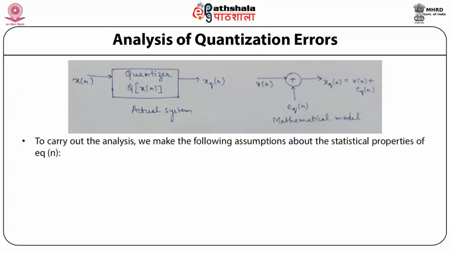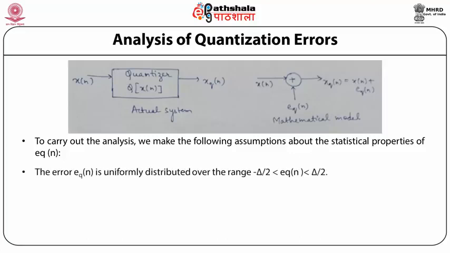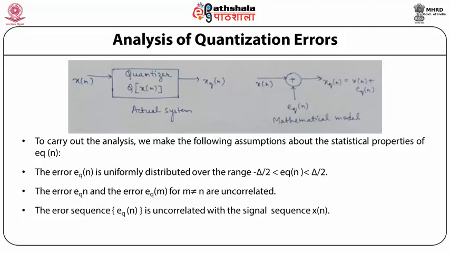To carry out the analysis, we make the following assumptions about the statistical properties of eq(n). Here the error eq(n) is uniformly distributed over the range minus delta by 2 to plus delta by 2. The error eq(n) and the error eq(m) for m not equal to n are uncorrelated, and the error sequence {eq(n)} is uncorrelated with the signal sequence x(n). The signal sequence x(n) is zero mean and stationary.